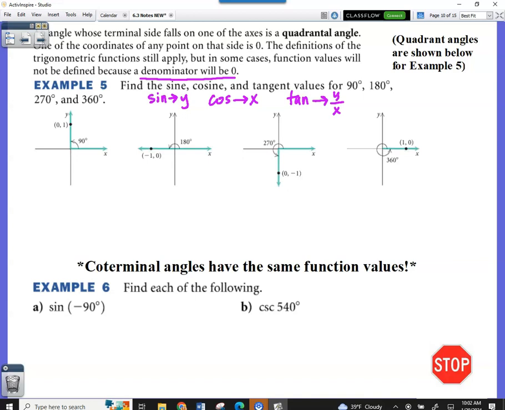You might want to highlight what you just wrote down, or circle it, or make a note out to the side. Memorize this. Sine is y, cosine is x, tan is y over x when you're doing the quadrantal angles.